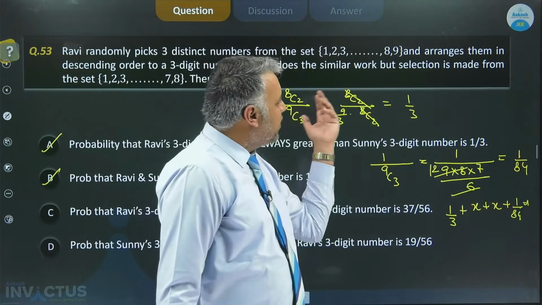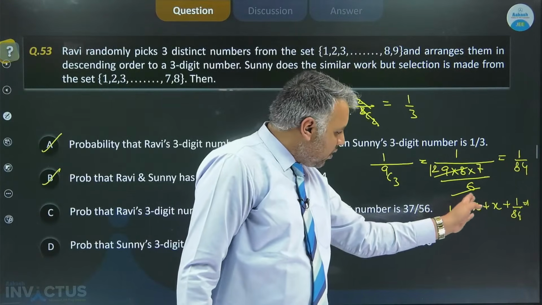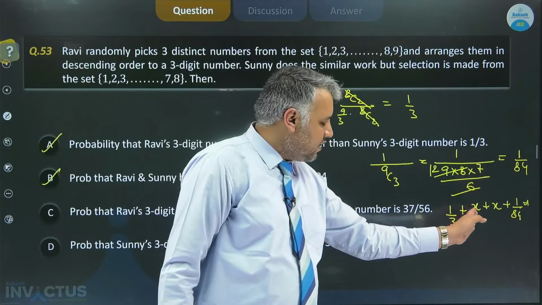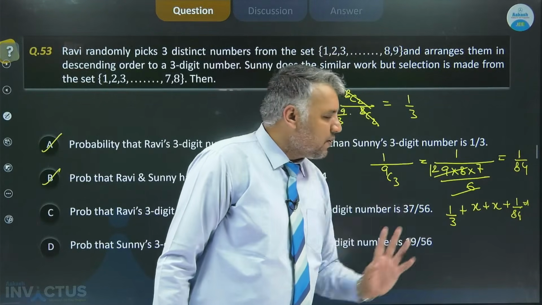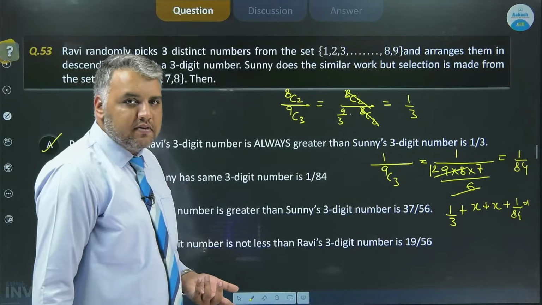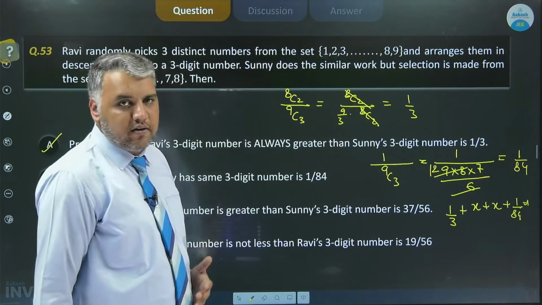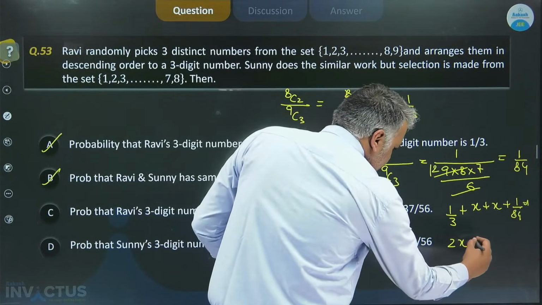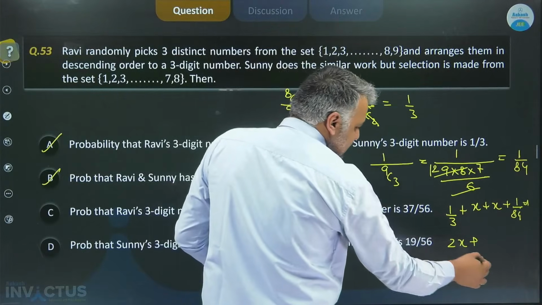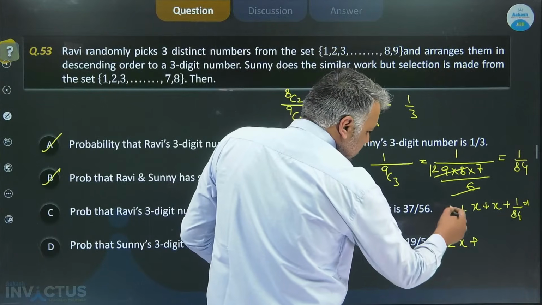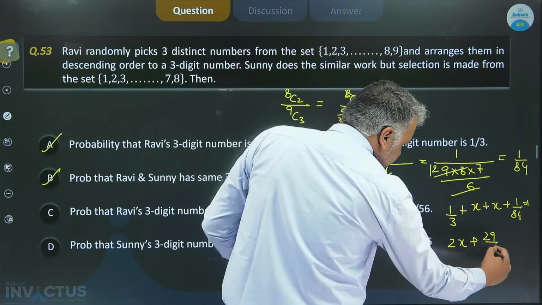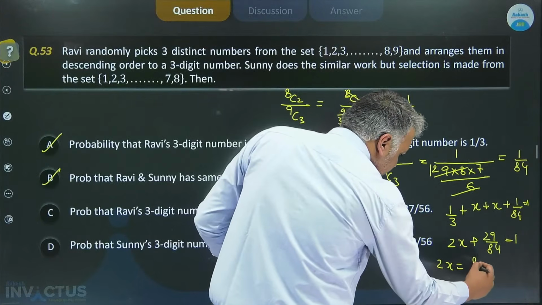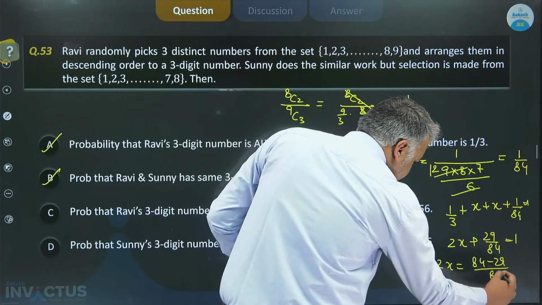So when both are using 1 to 8, then the chances of both having the greater number will be same. So if X is the probability that Ravi's number is greater than Sunny's number, then X is also the probability that Sunny's number is greater than Ravi's number when we are using 1 to 8. So we can calculate the value of X from here. This is 2X plus 29 divided by 84, I think, is equal to 1, and 2X is equal to (84 minus 29) divided by 84.